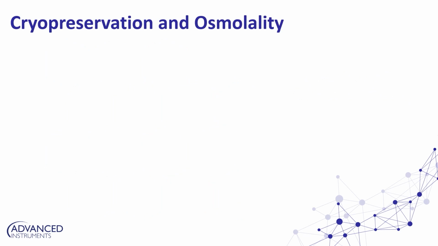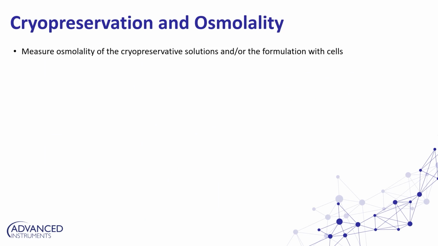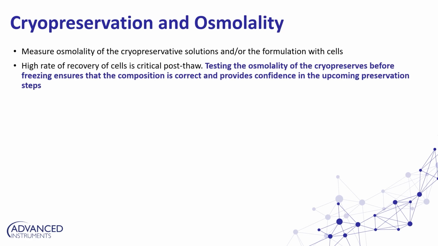I want to really focus on cryopreservation and how osmolality comes into play. Cryopreservation is meant to preserve the integrity of drug substances and their CQAs, and therefore maintain that high rate of recovery of cells post-thaw. By testing the osmolality of the cryopreserves before freezing, you can ensure the composition is correct, providing confidence in the upcoming preservation steps. By doing this, you are potentially saving you and your team time, money and effort, as you will be able to pick up on any batch deviations before it may be too late.